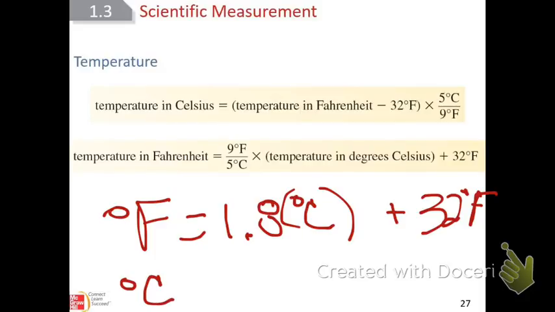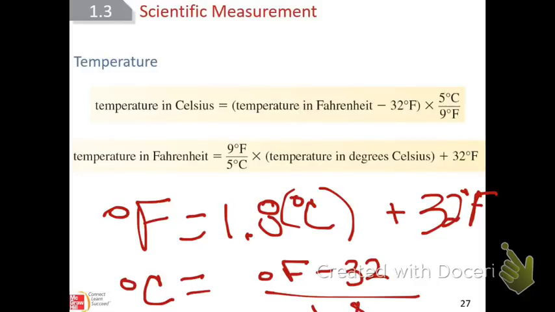I would take degrees Celsius is equal to my degrees Fahrenheit minus 32 divided by 1.8, which is a little bit different than the way they have it. But to me, it's a little bit easier than having to deal with the fraction there. All right, that's how I would do it. And you're welcome to do it the way they have, and they're going to give us, I feel like, a sample problem.